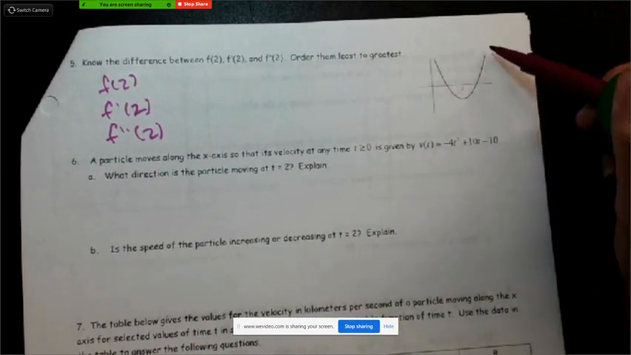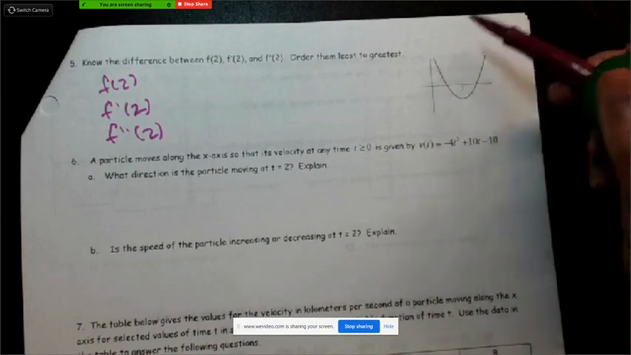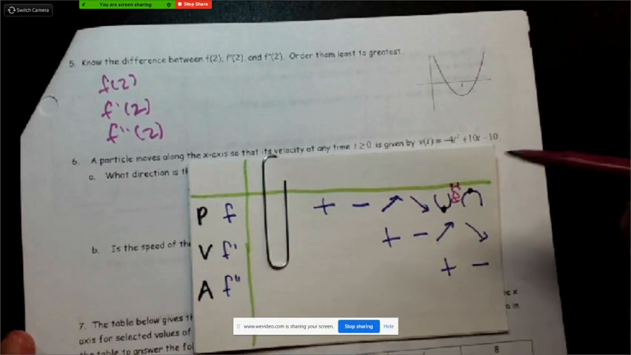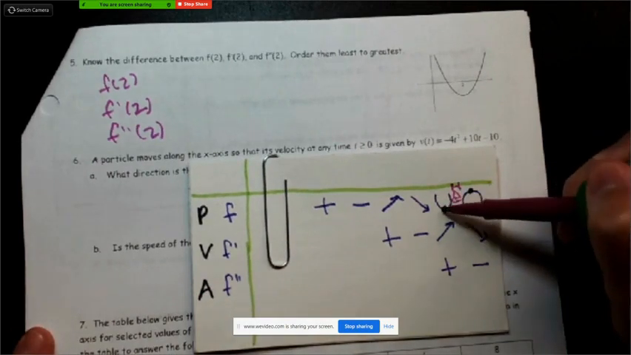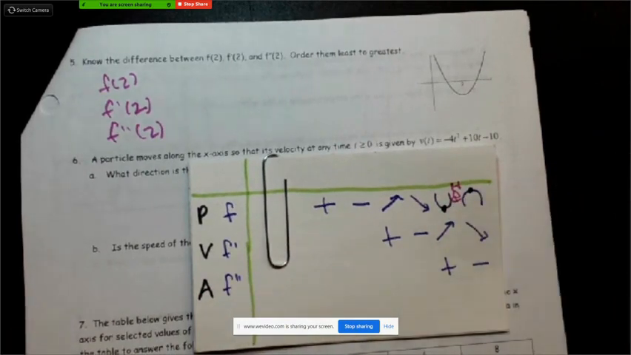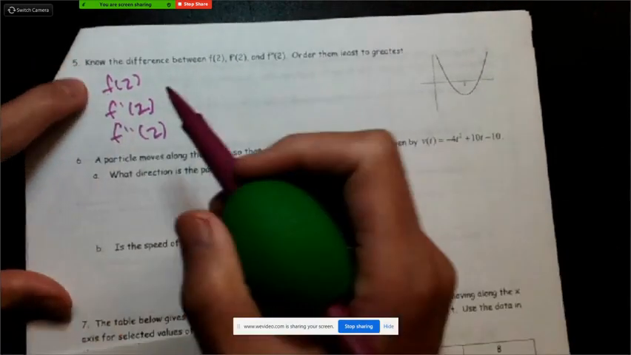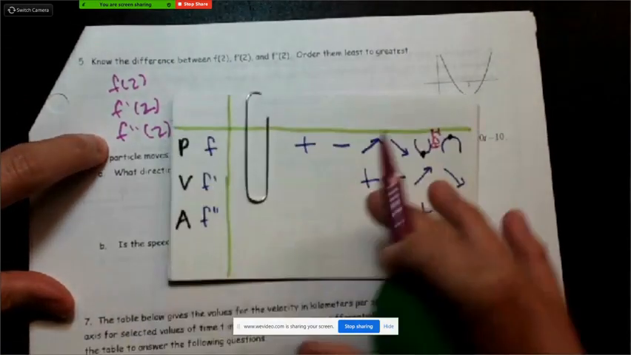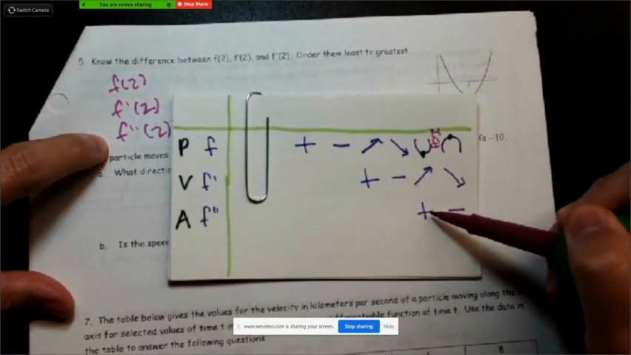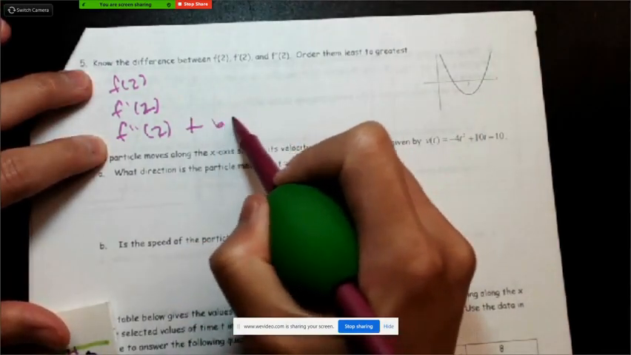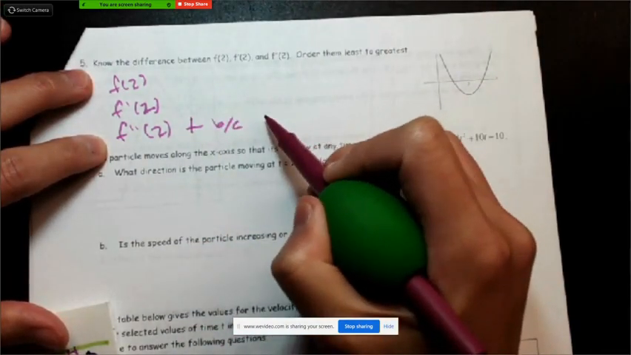It is a quadratic, and the quadratic, if it's given as a position, is going to be concave up. So we know we have concave up. So if it is concave up, we know F double prime is positive. So I'm going to put on here, it is positive because it is concave up.